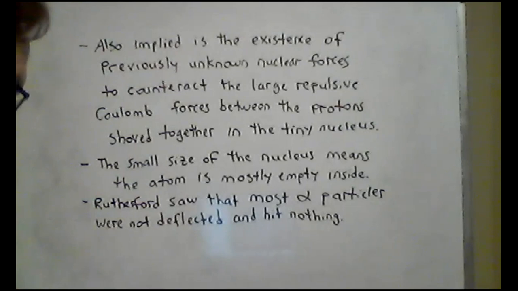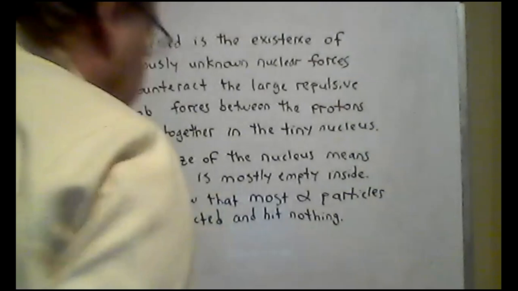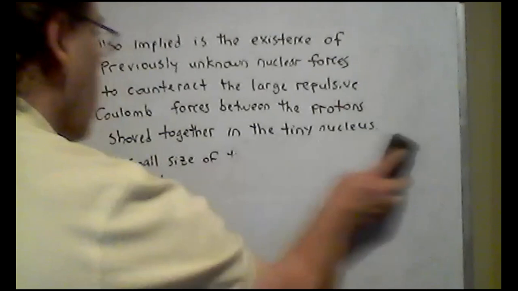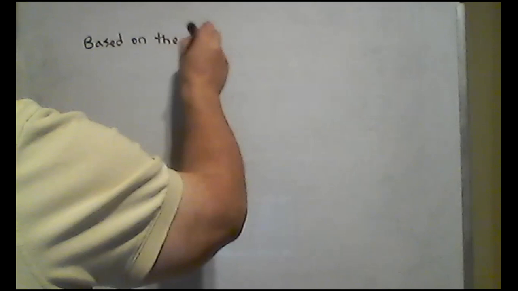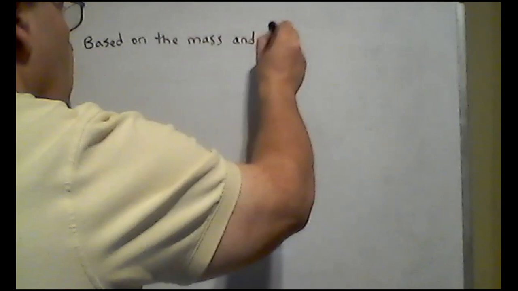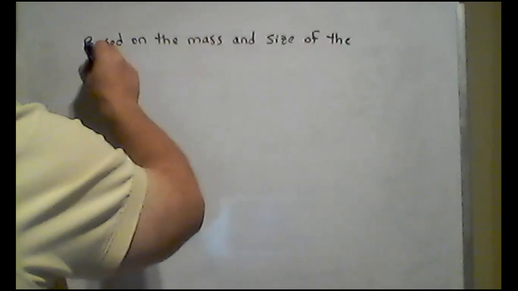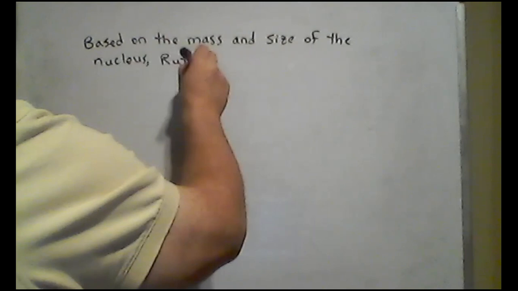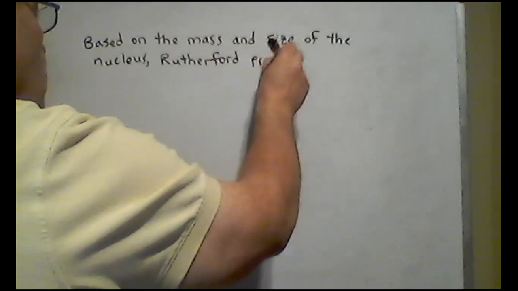So based on the size and the mass of the nucleus, Rutherford proposed what is now called a planetary model of the atom. He thought it made the most sense that there was a planetary model of the atom.